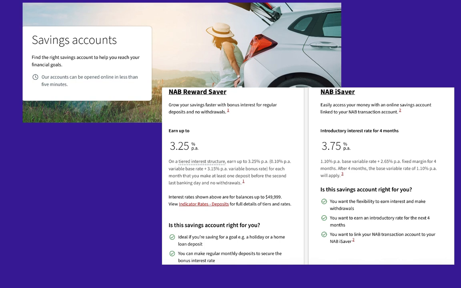Now here's a different bank. This is the National Australia Bank. Like I said, everybody's advertising for your money. They've got a reward saver with 3.25% per annum. If you save money in your account, then you get an extra amount of money. Or you've got an online savings account with an introductory rate of interest, 3.75%. It can be really tricky to work out what's the best product for you.